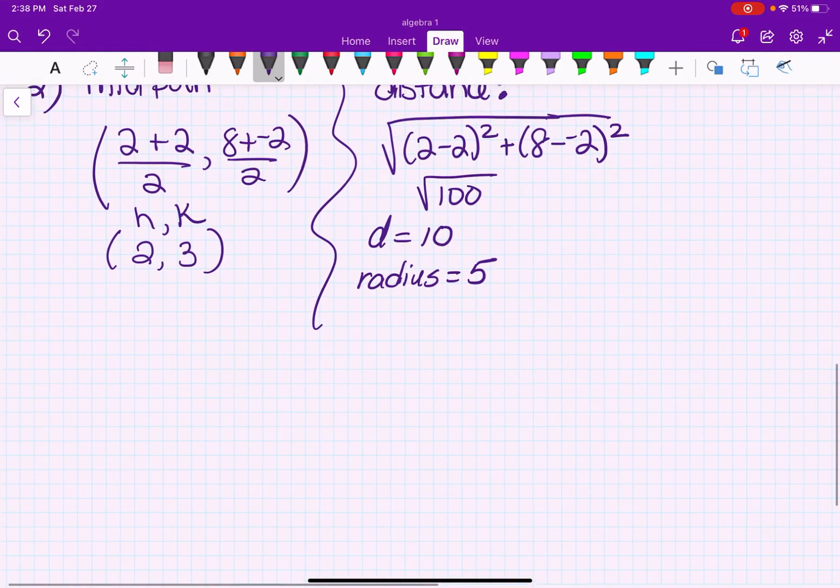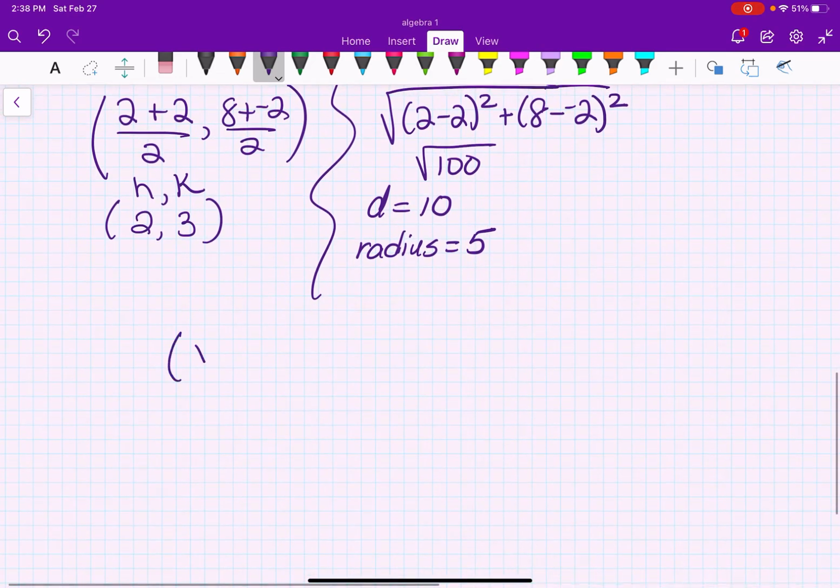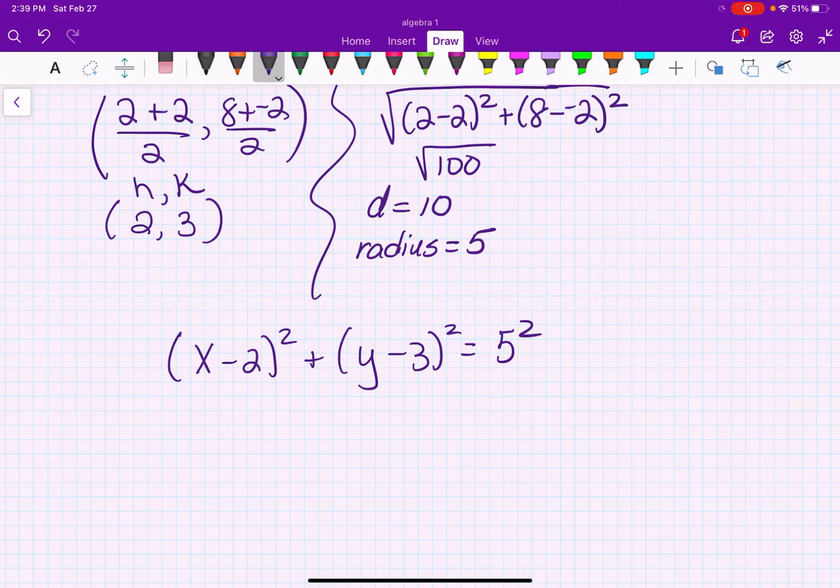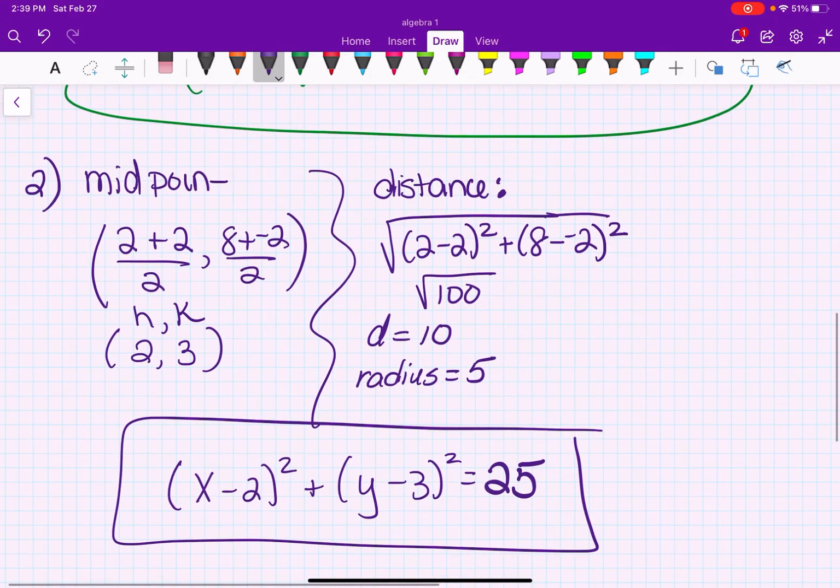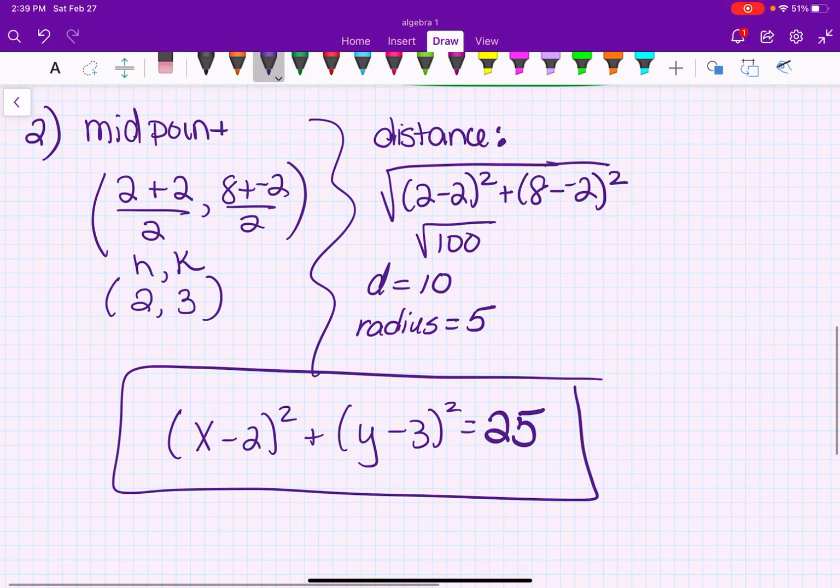So let's just fill in what we know now. It's going to be (x minus 2) squared plus (y minus 3) squared equals 5 squared. Now, instead of rewriting the whole thing, let's make it easy and erase it and put 25. Okay? So that's how we would do that problem. I went a little fast with that, so if you have some questions, make sure you either ask me or your teacher if you need a little help with those.